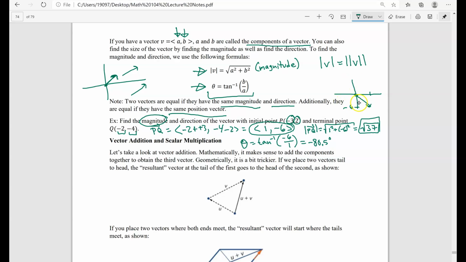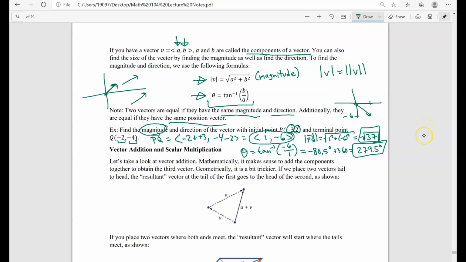One way that you can think about the direction is that this is an acceptable answer, but another way that you can do it is just adding 360 to make it positive. If you add 360 degrees, then it'll be 279.4 degrees, or 279.5 degrees. So this will be the direction. That's basically how you would find the magnitude and the direction of this particular vector.